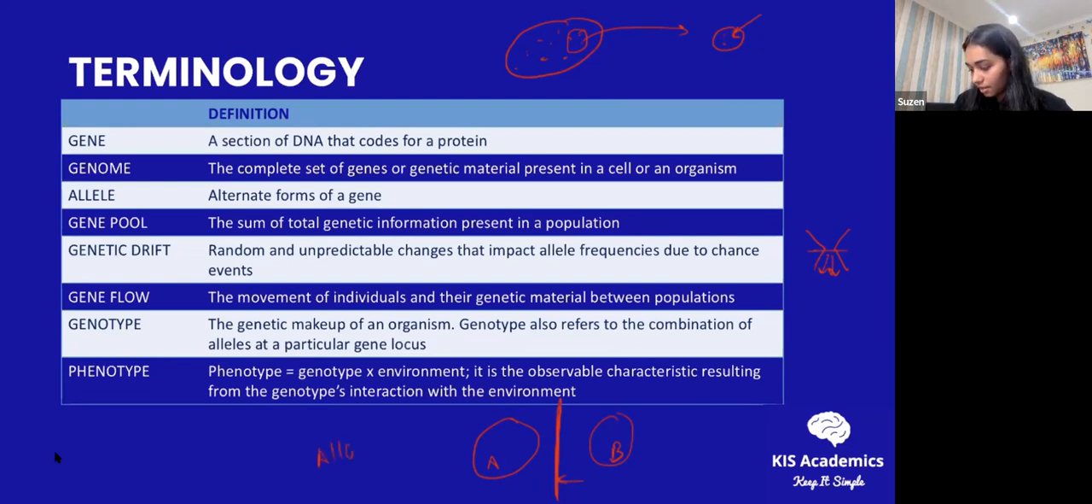So allopatric speciation specifically refers to having an environmental barrier that halts gene flow. Now, genotype refers to the entire genetic makeup of an organism. So it refers to the combination of alleles at a particular gene locus on a chromosome or something like that. And phenotype is genotype times the environment. So it is the observable characteristics resulting from a genotype's interaction with the environment.